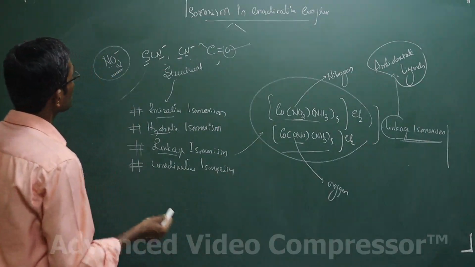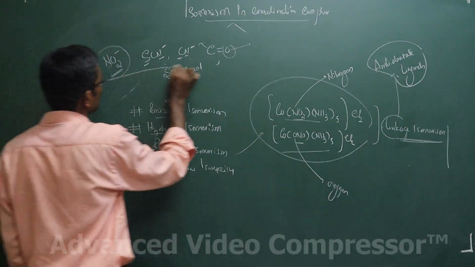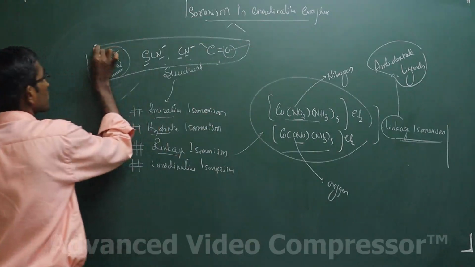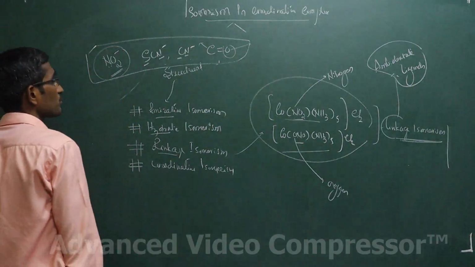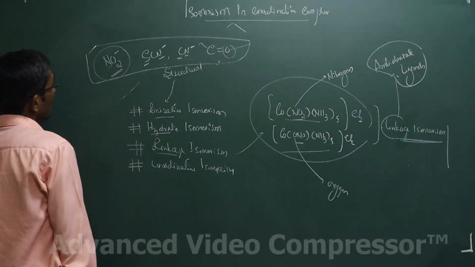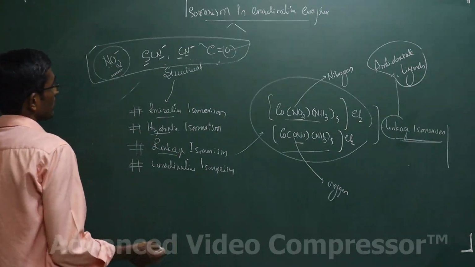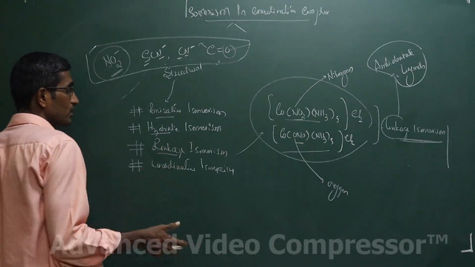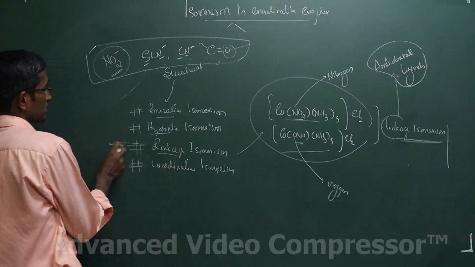We have plenty of ambidentate ligands. You have CN minus, CO, the NO2 minus, and so on. A number of ambidentate ligands are there. What I am trying to say is, whenever you have an ambidentate ligand, linkage isomerism is possible.